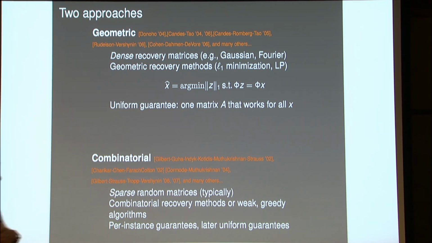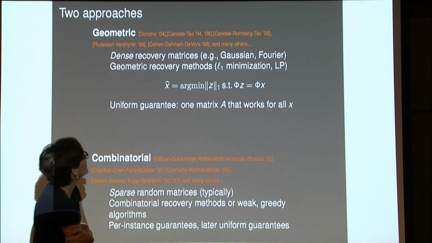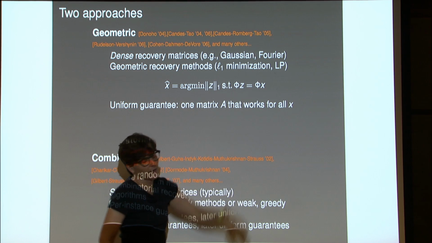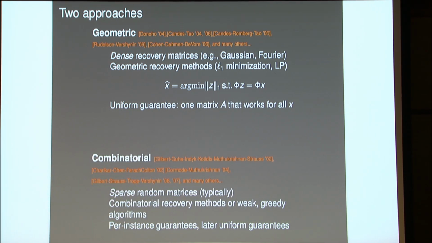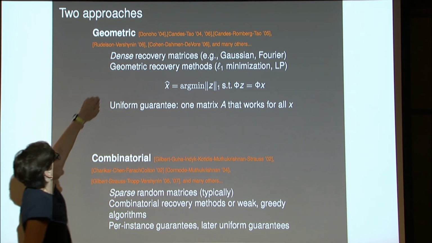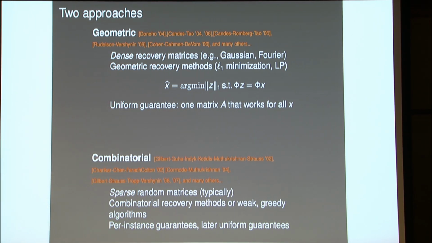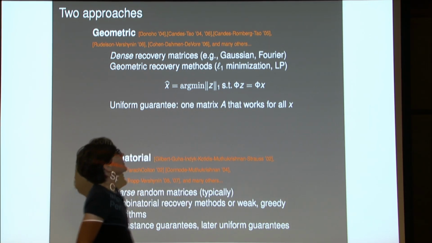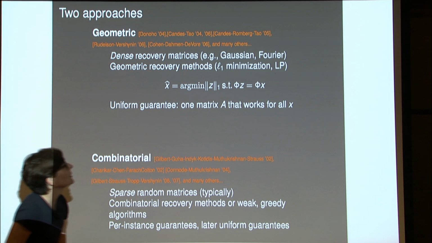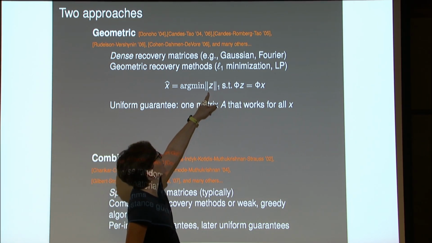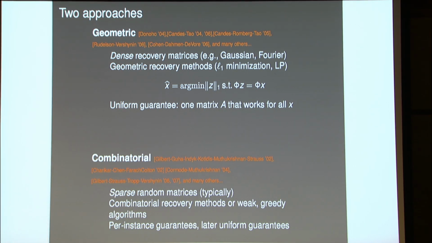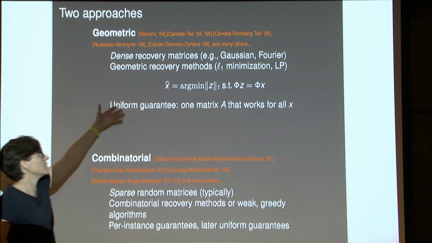Many of them required or seem to require an awful lot of randomness. So these Gaussian random matrices were, all the entries are IID Gaussians. And the recovery algorithms were all of the form of convex optimization. So return the vector with smallest L1 norm that is consistent with the measurements that you collect. And you've got a uniform guarantee.